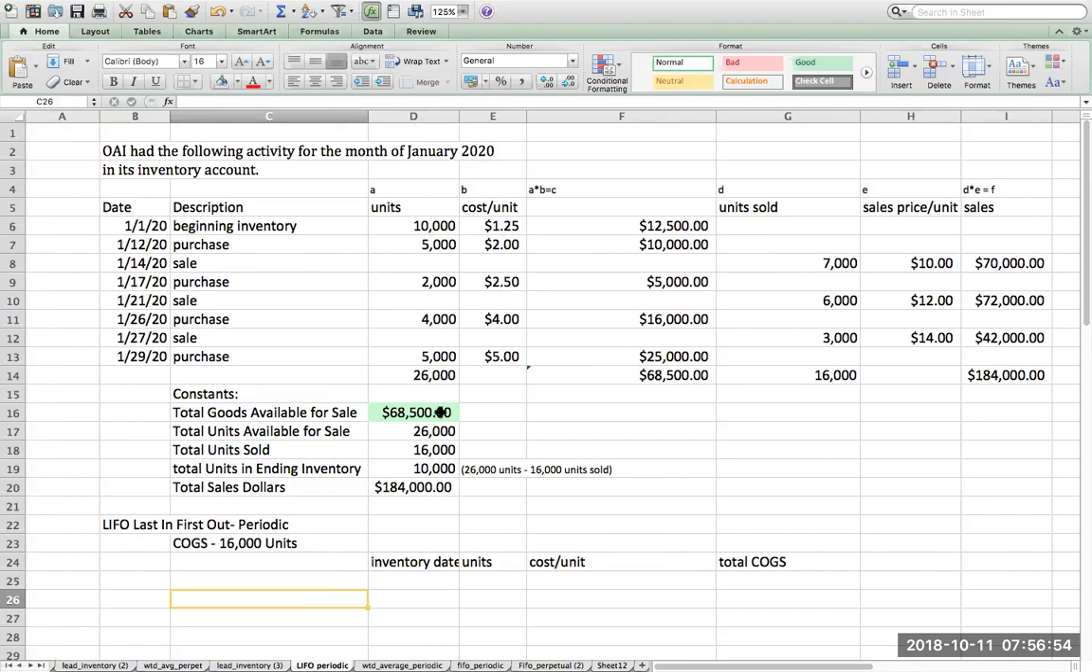Where do we start? We're going to start right here. Basically, our last goods in are the first goods that are taken to cost of goods sold. So we're going to pull from January 29th, 2020. We're going to pull 5,000 units at a cost of $5 per unit for a total cost of goods sold of $25,000.